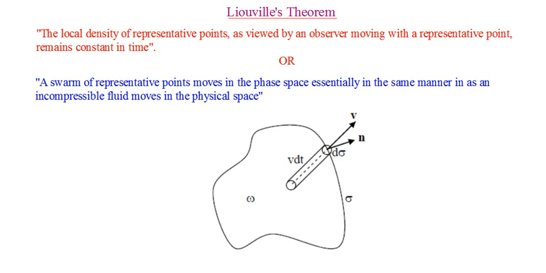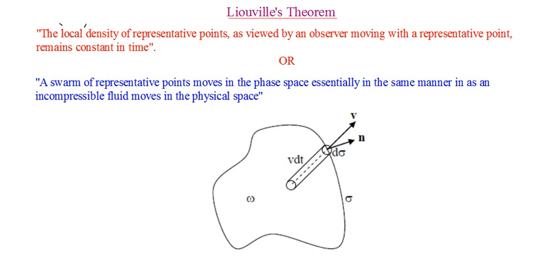The local density of representative points as viewed by an observer moving with a representative point remains constant in time. The local density of representative points remains constant in time. You can even avoid this phrase, but it makes it very clear. The local density of representative points as viewed by an observer moving with a representative point remains constant in time. So what's the meaning of that?